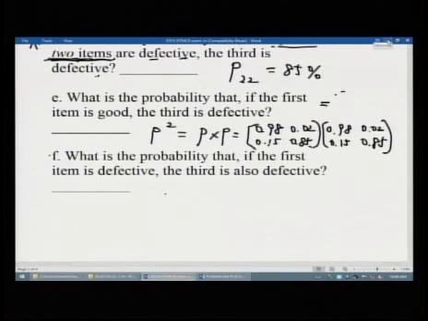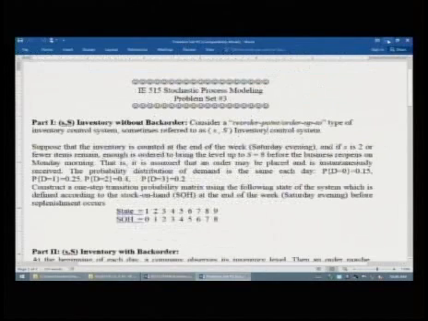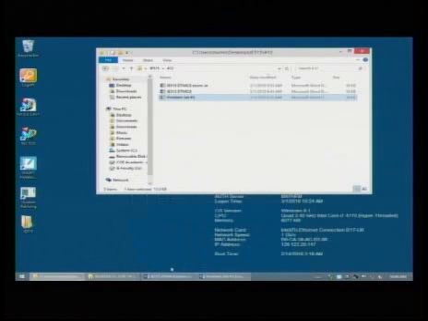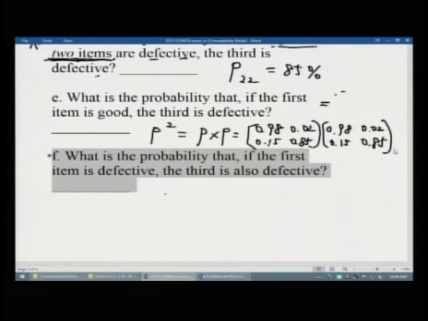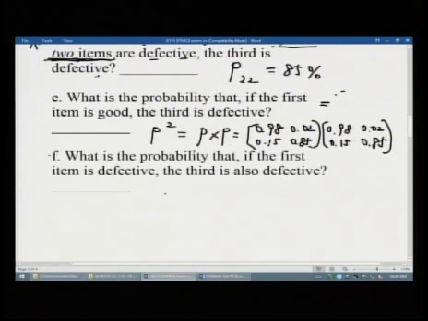I don't know why it's frozen. I cannot. I don't know why I cannot control this.